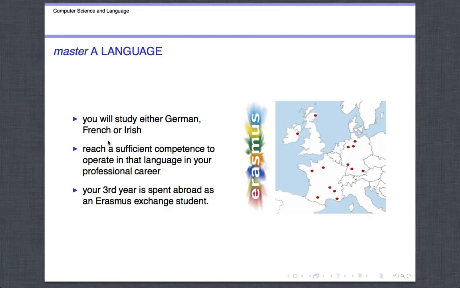And what happens is that in the first two years of the course, you're here, and the language departments will be doing their thing, as well as the other departments.